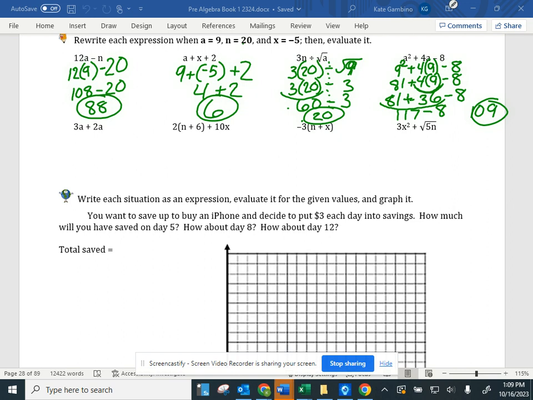What does it look like my answer is? Grace? Yeah, it looks like it's 09, because when I circled it, I accidentally circled right over my 1.